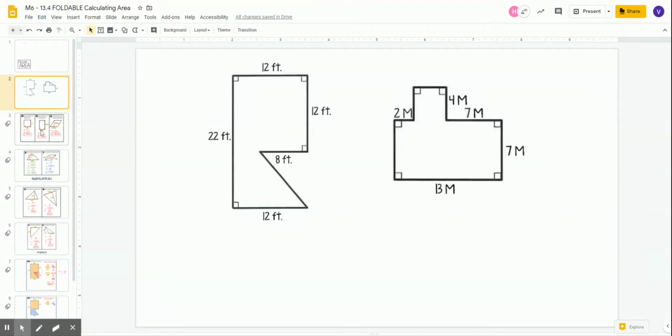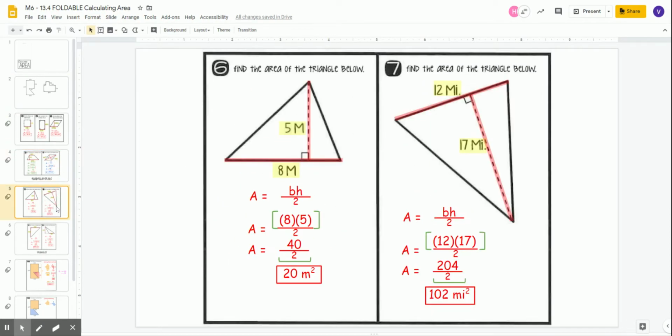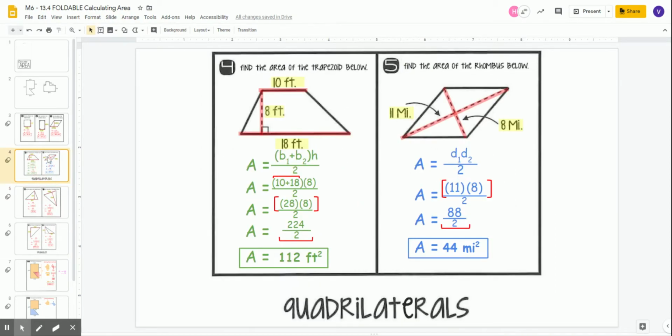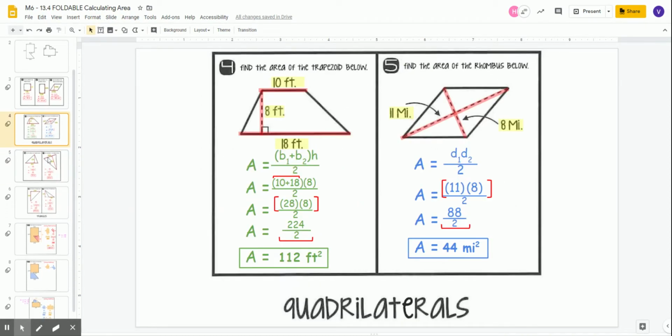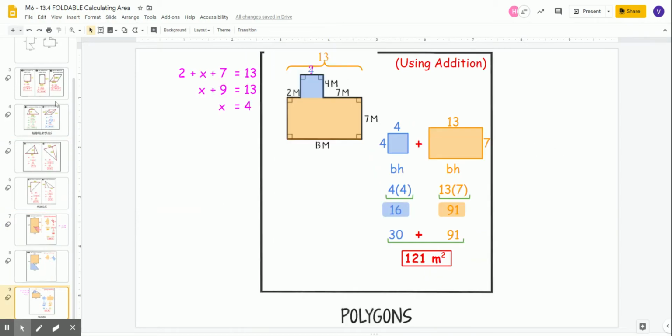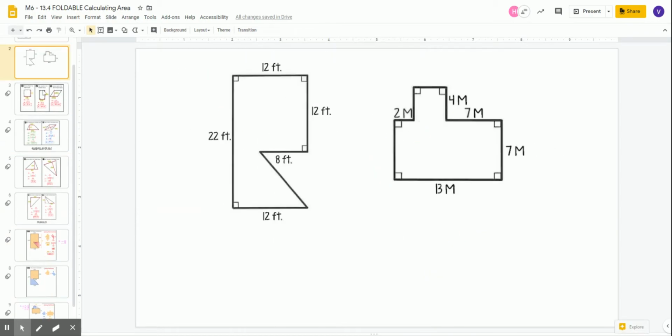Hey guys, this is Mr. Lee, and in this video series, we're going to learn how to find the area of polygons. Now, this is going to be a two-parter. In the first part, we're going to learn how to find the area of quadrilaterals and triangles. And in our second part, we're going to learn how to apply that to find polygons like this and this. So let's begin.